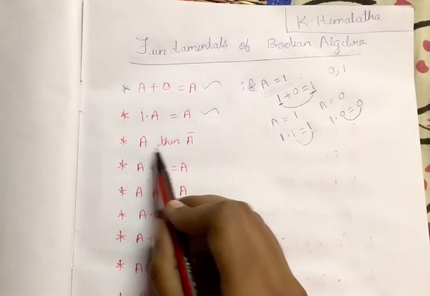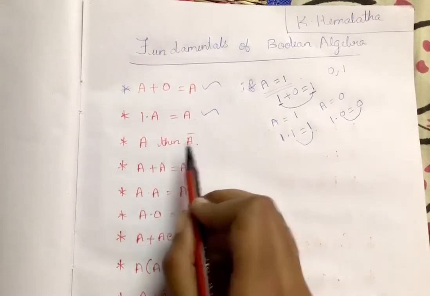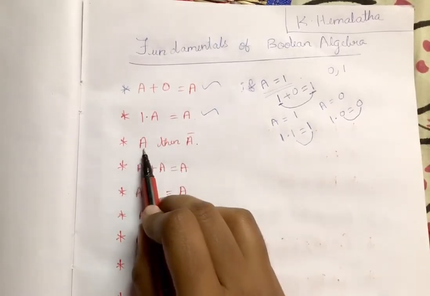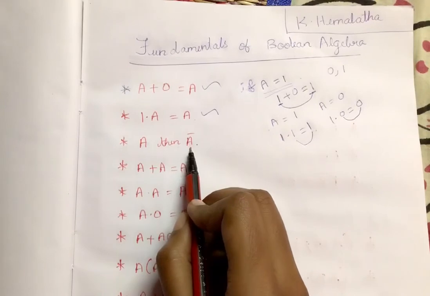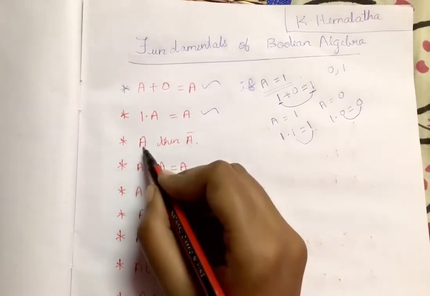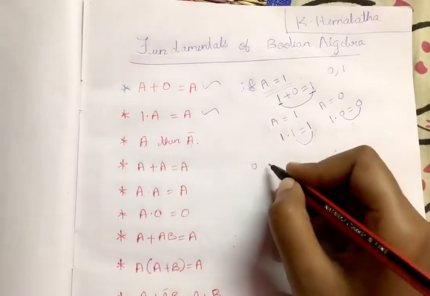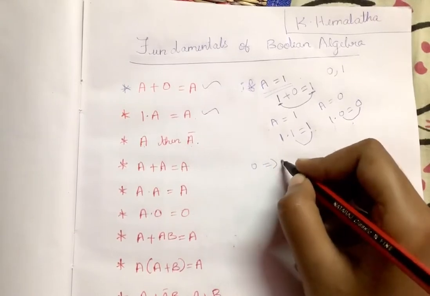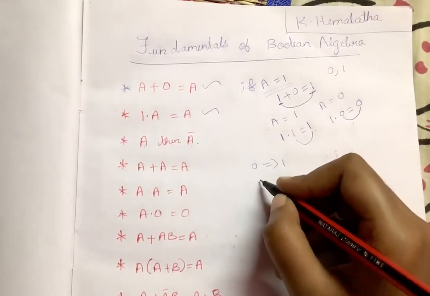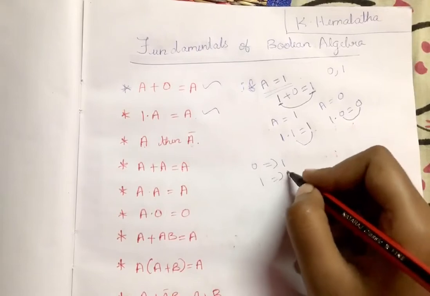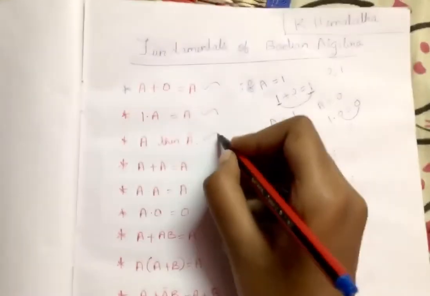Next is the complement of a. Whatever value of a is considered, its complement value will be taken. Suppose I take the value of a as 0, then the complement will be 1. Suppose I take the value of a as 1, then the complement will be 0. So this is one property.